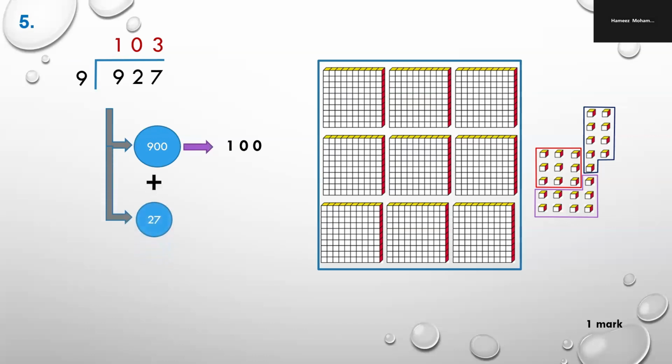The remainder is 27. So we have 927. How many groups of 9 can we get in 27? We can get 3 groups of 9. So we got 100 above and 3 more. So how many groups do we have in all? If we add down 3, 0, and 1, 103. So it's a different way of approaching the question. There's so many different ways of doing this, right?